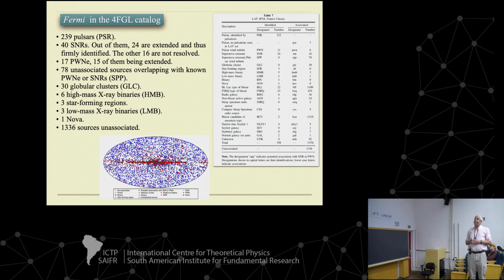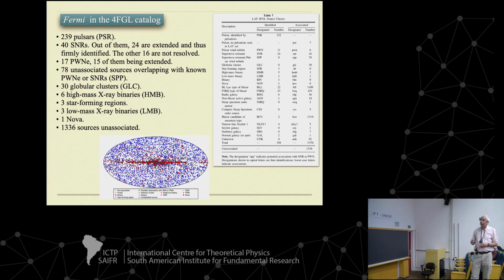Then we have 3 star-forming regions, open clusters. These are regions of active star formation on the galactic plane in our galaxy, with plenty of massive stars, winds, and also supernova remnants. We have some low mass X-ray binaries. Here the donor star is an older main sequence star, like the Sun, for instance, and the transfer of mass from the star to the compact object occurs by overflowing the Roche lobe of the system.